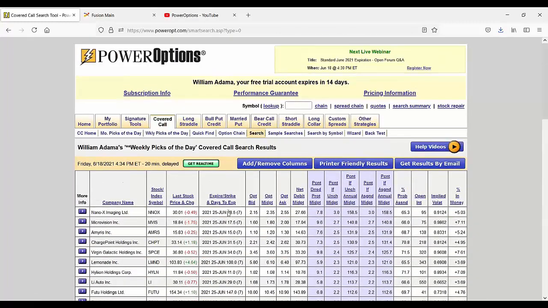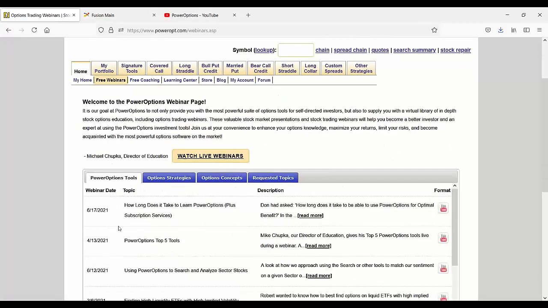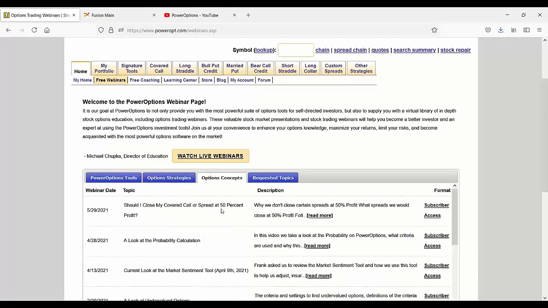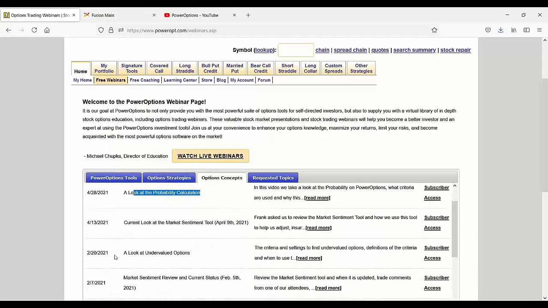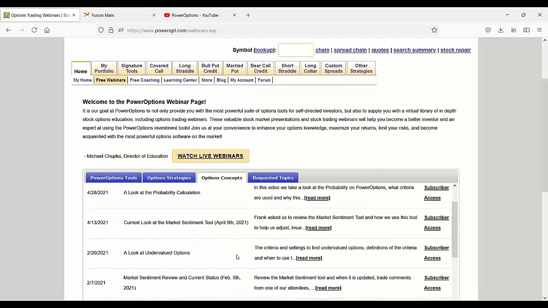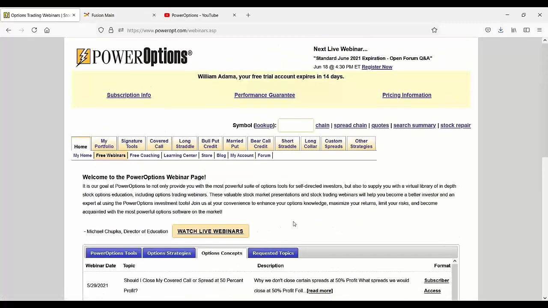And then, of course, as you're going through the trial, if that's where you're starting right now, we mentioned the webinars there on the various different tools and option strategies. You can screen through this to look for things on covered calls, buying calls or puts. Even though I'm not that successful with it, or haven't been in my past, you might be pretty good at it. And if that's your approach, you'd look there. Some options concepts, look at the probability calculation, looking for undervalued options, market sentiment tool, what option strategies are not allowed in IRA accounts, things of that nature, some of the basics.